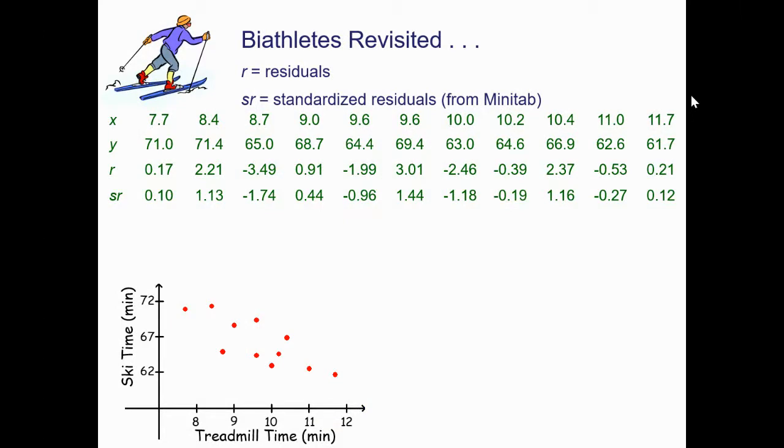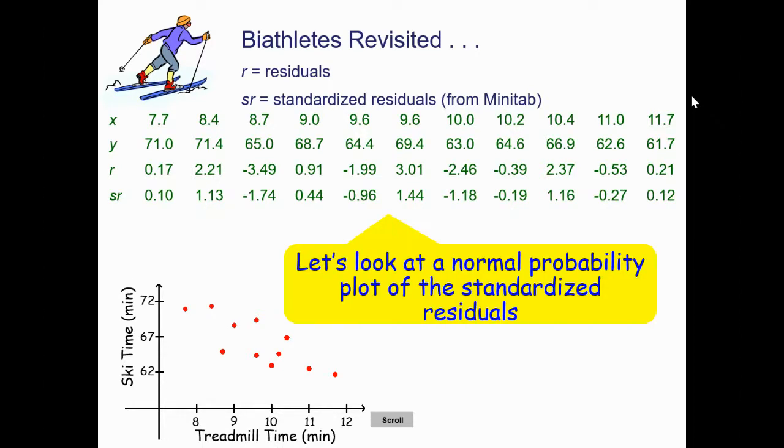Okay, so this isn't in your packet, but we're going to look back at that biathletes example and talk through it. Like I said, this isn't in your notes. So we found the slope. We said, yes, there's definitely some kind of relationship going on.